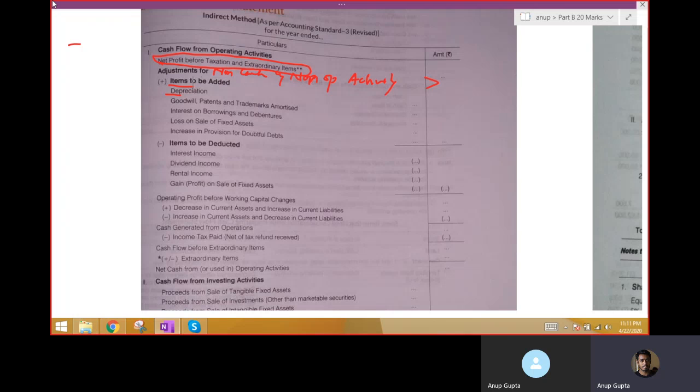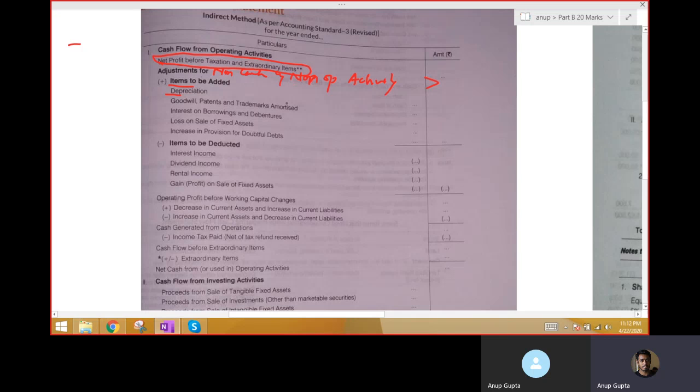Same is with goodwill, patent, or trademark amortization. When you amortize the value of an intangible asset, this is also recorded and subtracted from gross profit to find the net profit. But it is subtracted, and there is no cash outflow. Hence, we will add it back.